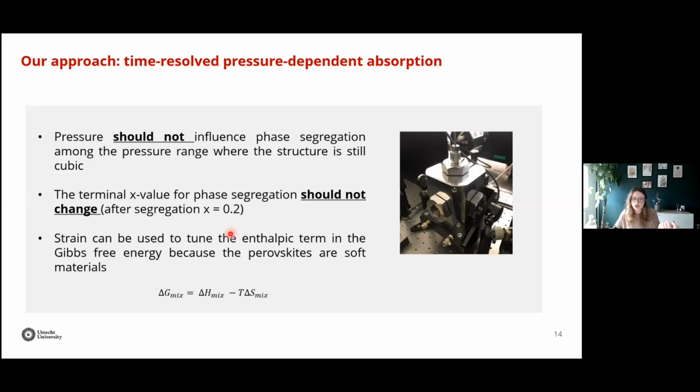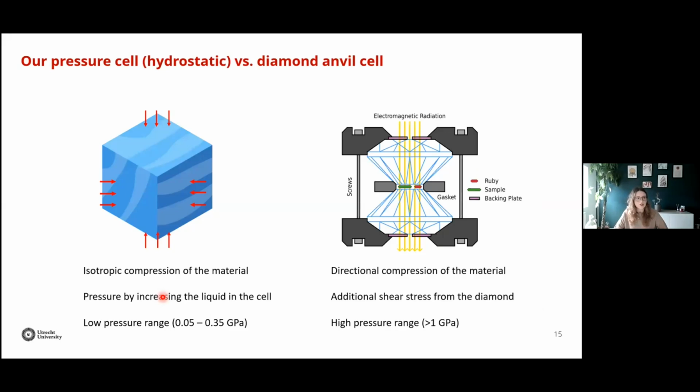But then the other reason was that actually strain can be used to tune the enthalpic term of the Gibbs free energy. So we can at least have an idea if this hypothesis is convincing. So before jumping to the result, here is just a picture of our pressure cell and a common diamond anvil cell. This is probably something that you have seen more often.